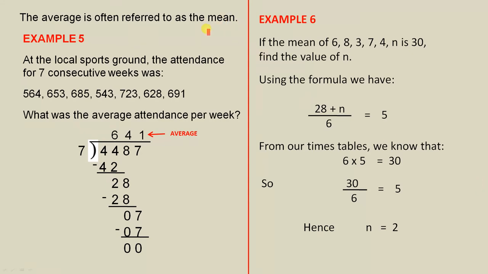The average is often referred to as the mean. So example 5. At the local sports ground, the attendance for 7 consecutive weeks was, so these are spectators, and that's how many attended for 7 consecutive weeks. What was the average attendance per week? If we add up all those numbers, we get 4,487. We divide that by 7, and we get an average of 641.